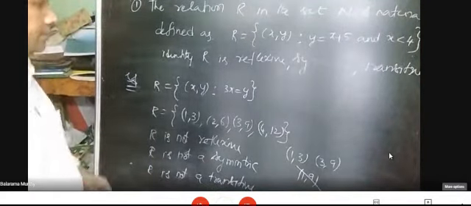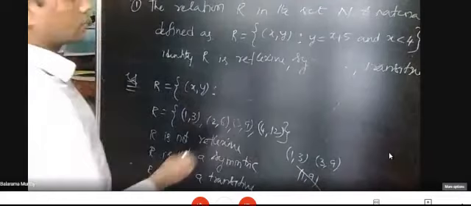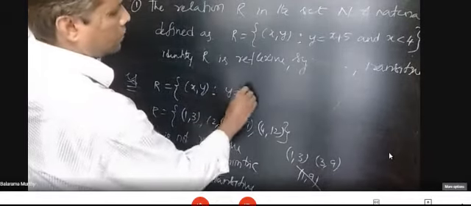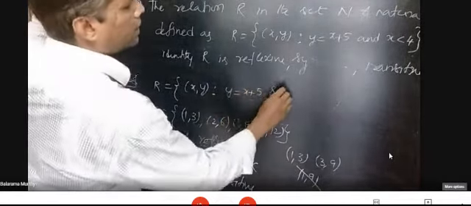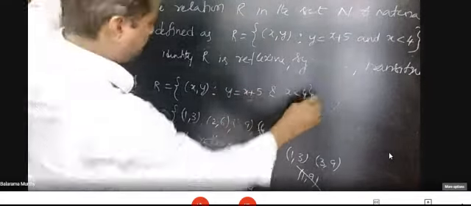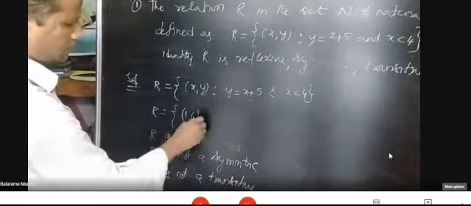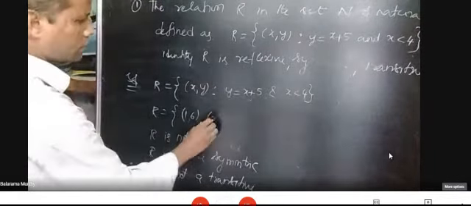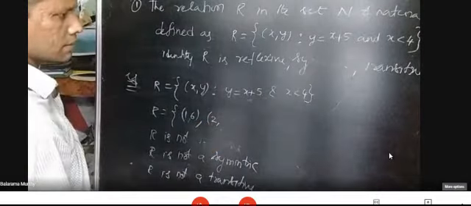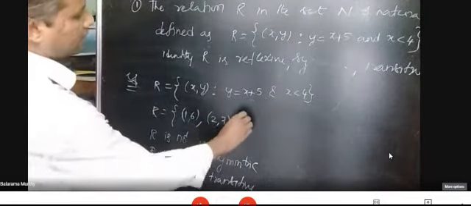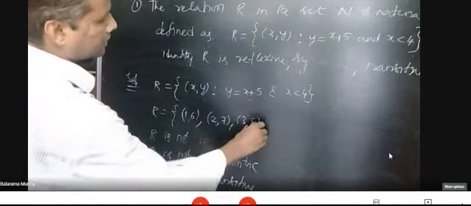x is less than 4 means what are all the numbers we can take? 1, 2, 3 only. So y equal to x plus 5. When x equal to 1, y equal to 6, so 1 comma 6. 2 comma 7. 3 comma 8. That's all.